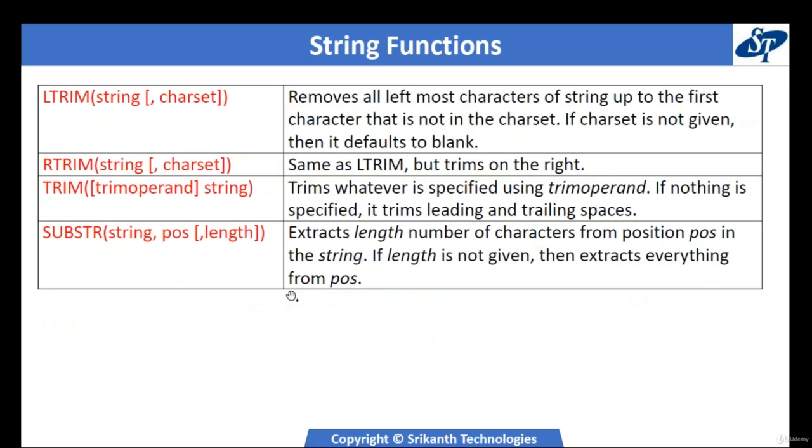Trimming is done using LTRIM, RTRIM, and TRIM. We have three different functions. LTRIM is to trim on the left. By default, it trims all spaces, but you can specify what you want to trim. So is the case with RTRIM. It trims on the right side, called the trailing spaces. LTRIM is about leading spaces. But if you want to give a command to trim on both sides, left and right, leading and trailing, then we need to use TRIM. So those are the three functions we use to deal with trimming.